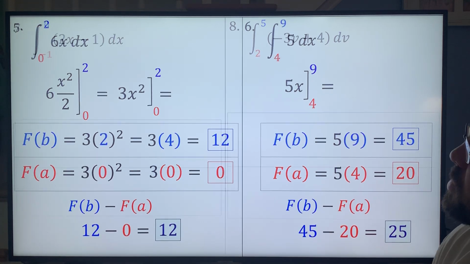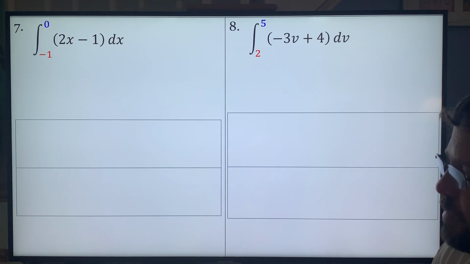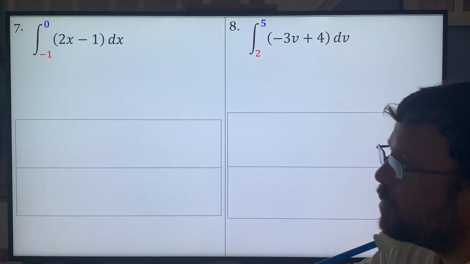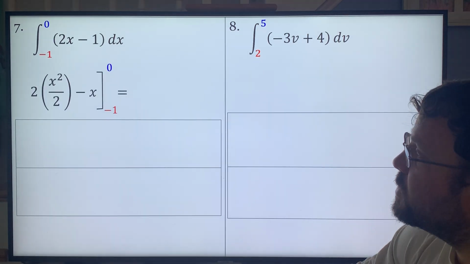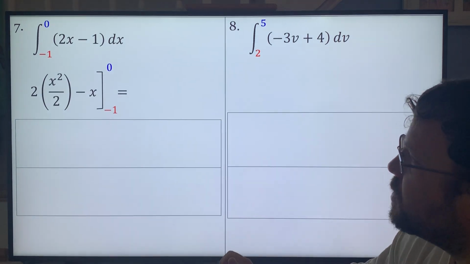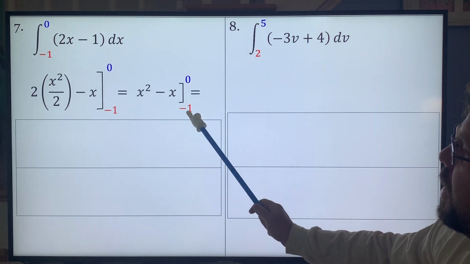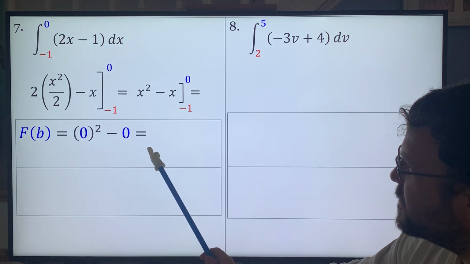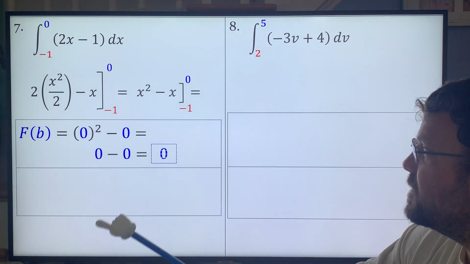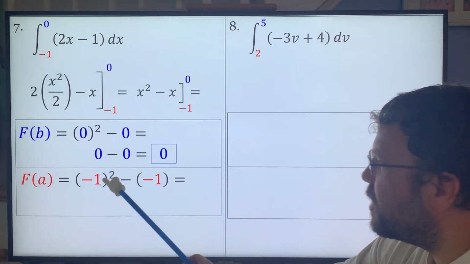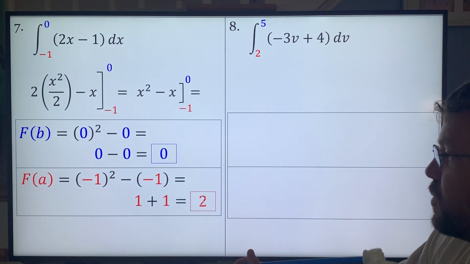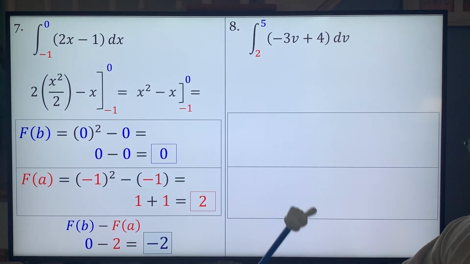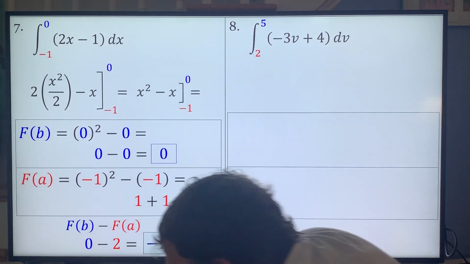All right. Let's go do some more. 7, 8. Ready? All right. 2. 1 plus 1 is 2. 2x squared over 2 minus x. 2 divided by 2 is 1, so it's x squared minus x from negative 1 to 0. Plugging in 0, 0 squared minus 0 is 0. Negative 1 squared is 1, 1 plus 1 is 2. 0 minus 2 is negative 2. See? Told you it wouldn't be too bad.